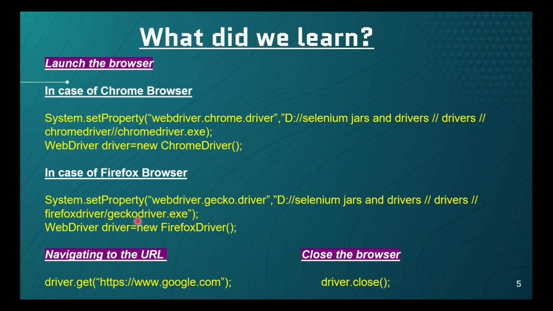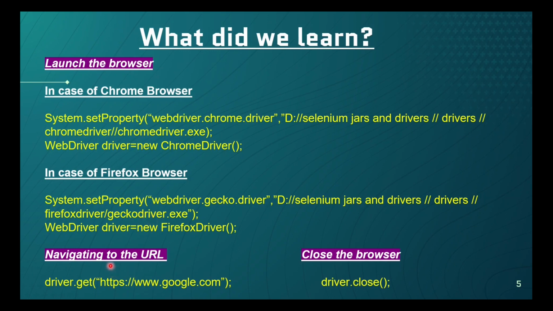Now in case of Firefox browser, same, we are going to write System.setProperty, but the key value will change, that is webdriver.gecko.driver, and also the path where our Firefox driver is placed will change. Okay, then the next command will be WebDriver driver is equal to new FirefoxDriver. Through this command we are launching our Firefox browser.